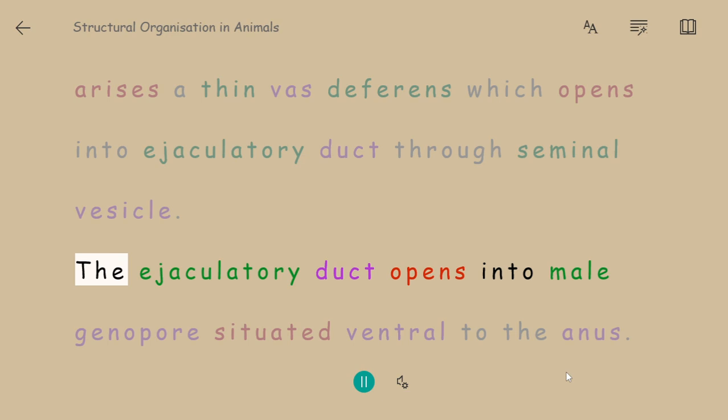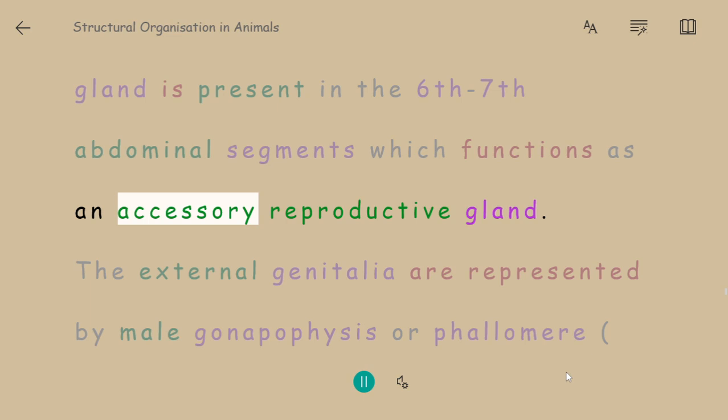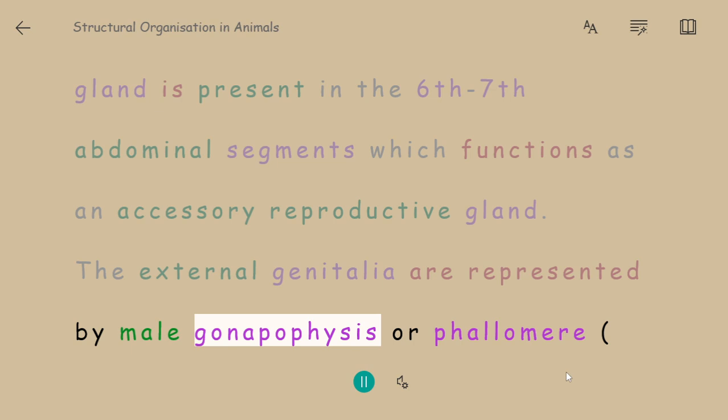The ejaculatory duct opens into male gonopore situated ventral to the anus. A characteristic mushroom-shaped gland is present in the 6th to 7th abdominal segments which functions as an accessory reproductive gland. The external genitalia are represented by male gonapophysis or phallomere, chitinous asymmetrical structures surrounding the male gonopore.